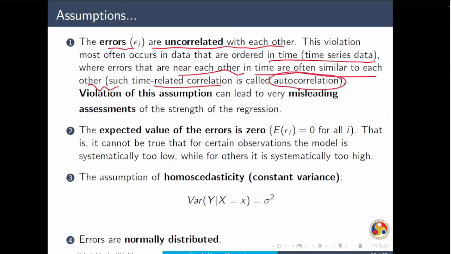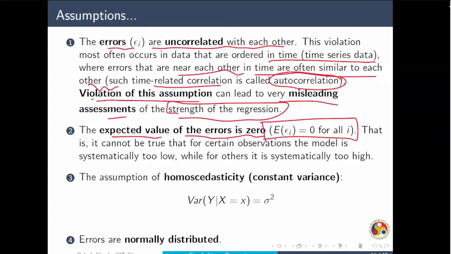Violation of the assumption that errors are uncorrelated can lead to a misleading assessment of the strength of the regression. So I need my errors to be uncorrelated, and we'll have a way to check that. The second assumption is that the expected value of the errors is 0. This is the expectation sign, and if you are not familiar with it, just consider it the theoretical counterpart of the average.